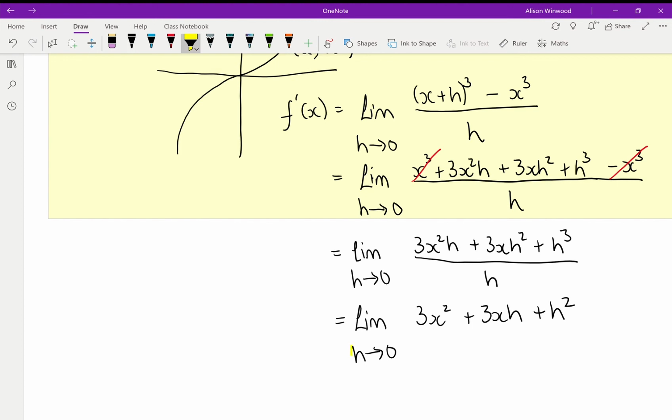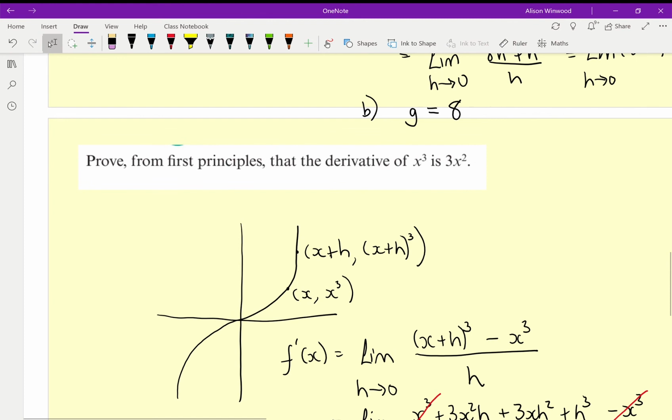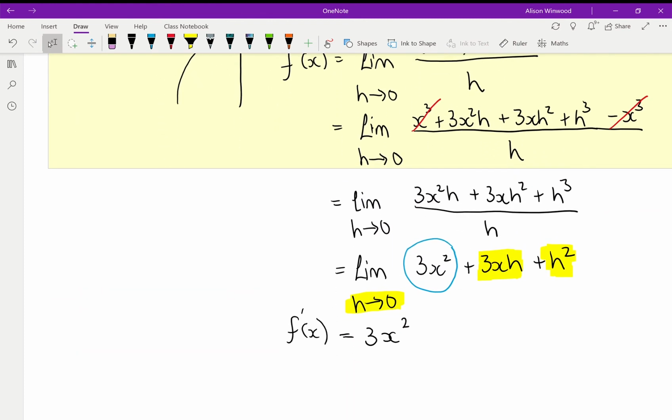Now, as h becomes really small, this 3xh becomes really small, and h squared becomes really small. So actually all I'm left with is 3x squared. Everything else has gone to 0. So we end up that f dashed of x equals 3x squared for whatever value of x. And that's exactly what we would expect from the rules we've learned about differentiating polynomials.